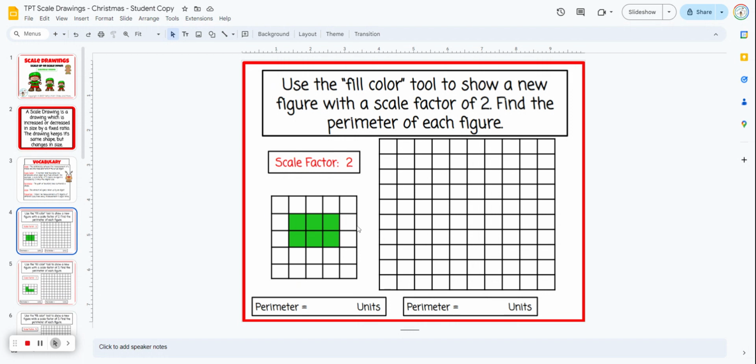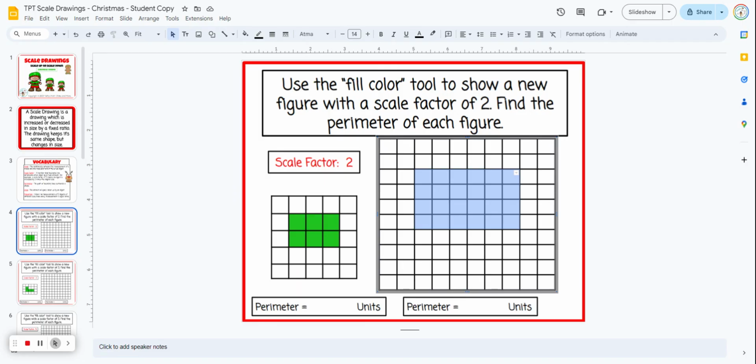So here they're given a rectangle shape, and they want to scale it up by a scale factor of 2. So they're going to count the units on each side, and they're going to multiply that number by 2. So here this side is 3. If we multiply by 2, we now have a side that's 6 units across. And we have the side value of 2 units. If we multiply by 2, this will be 4. So they're going to now have a 6 by 4 figure.